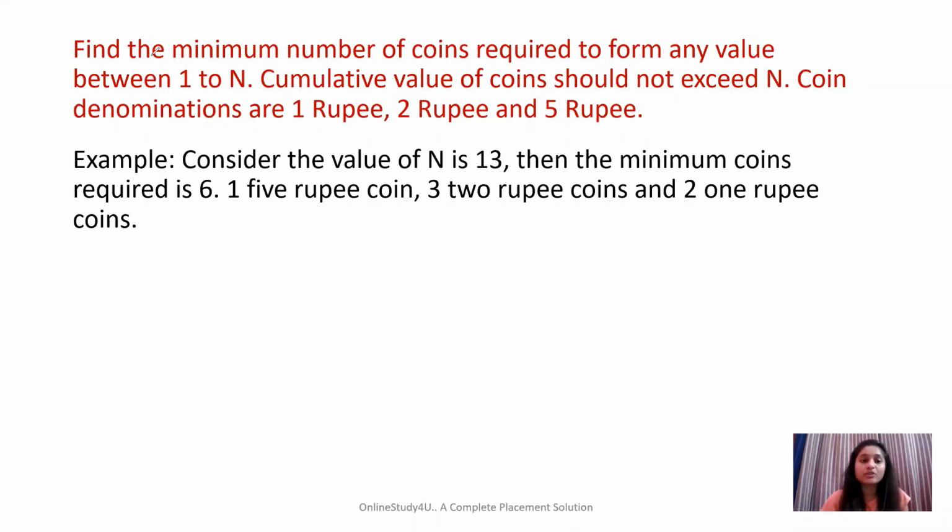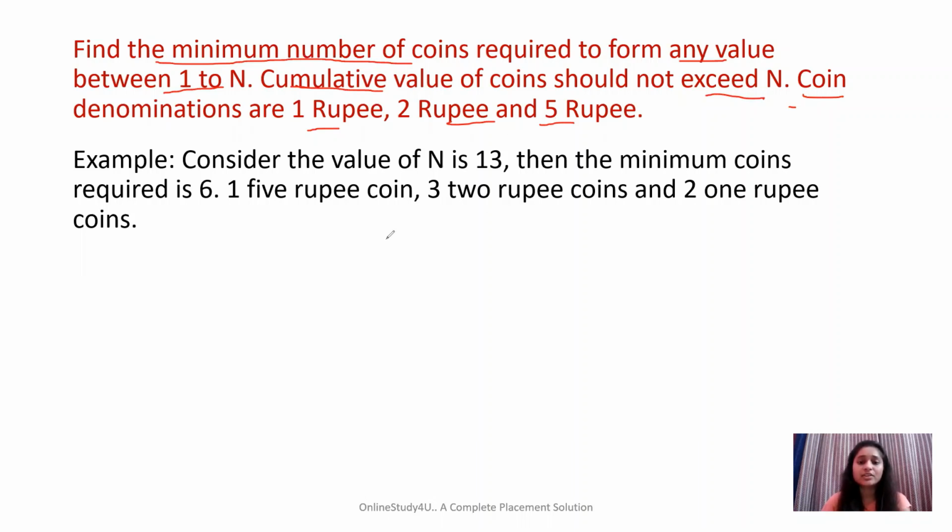Coming to the question, we need to find the minimum number of points required to form any value between 1 to n. Also, the cumulative value of points should not exceed n, that is, adding all the values of points should not exceed n. It is also given that point denominations are 1 rupee, 2 rupee and 5 rupee. So overall, this question means we have coins of 1 rupee, 2 rupee and 5 rupee. We have to find the minimum number of points required so that we can form any value between 1 to n. We will be given n and we need to find that minimum number of points.